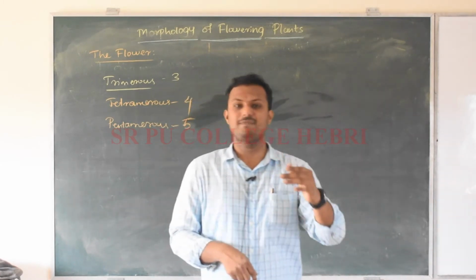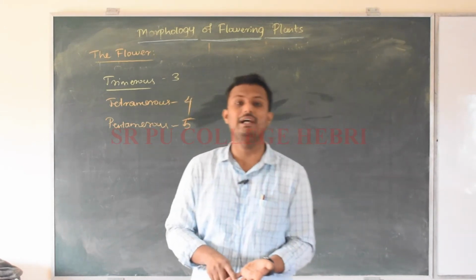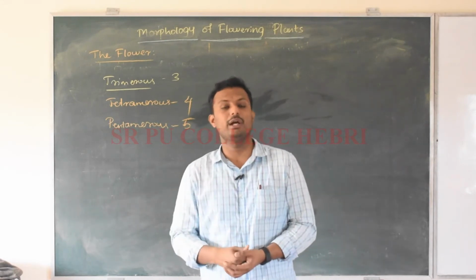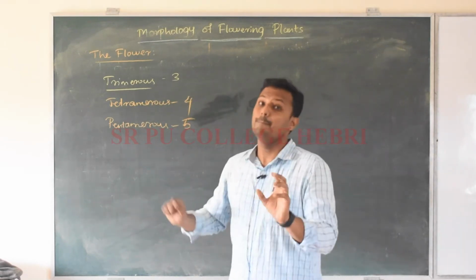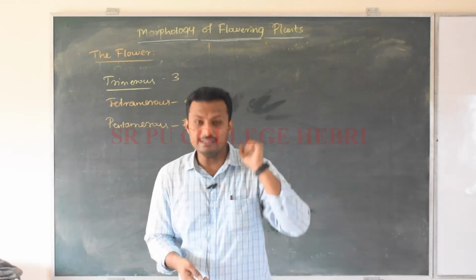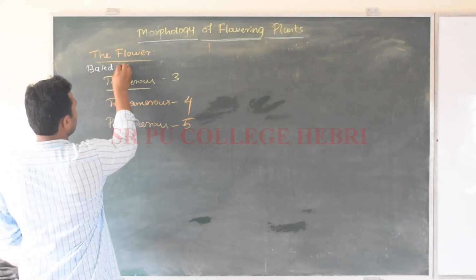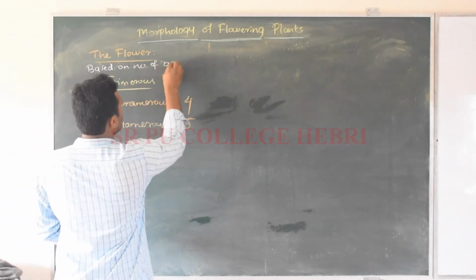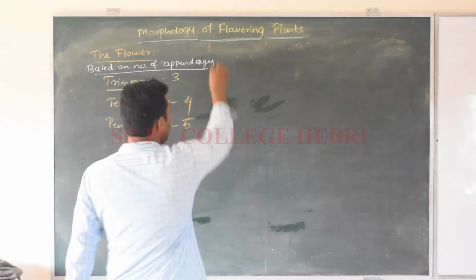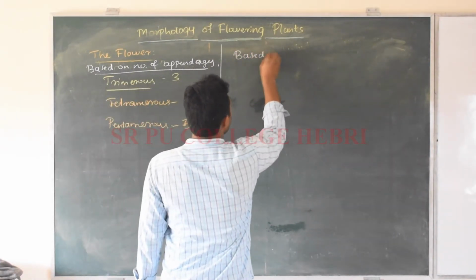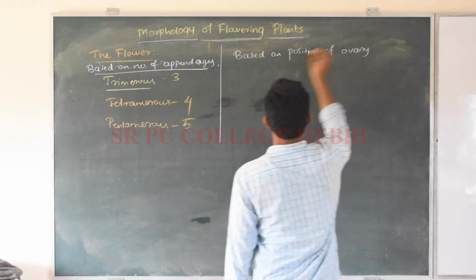And the other type of classification, that is unisexual and bisexual flower, that is most common. For unisexual flower you can remember the example of cucumber flower or papaya flower, and for bisexual flower you can remember the example of mango or hibiscus, anything, right? So this is the third type of classification based on the number of appendages present in a flower. And the fourth type we are going to consider here is based on position of ovary.